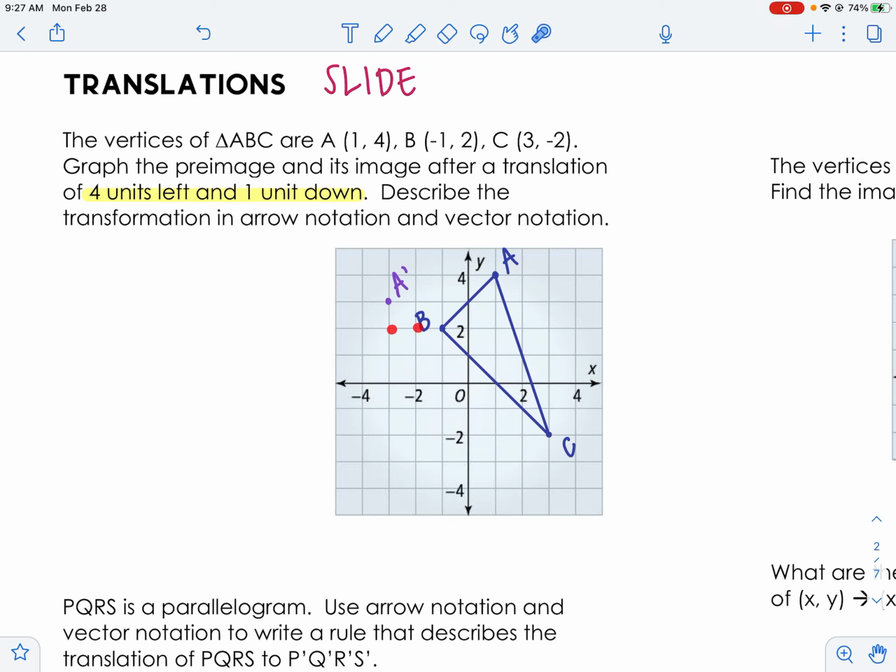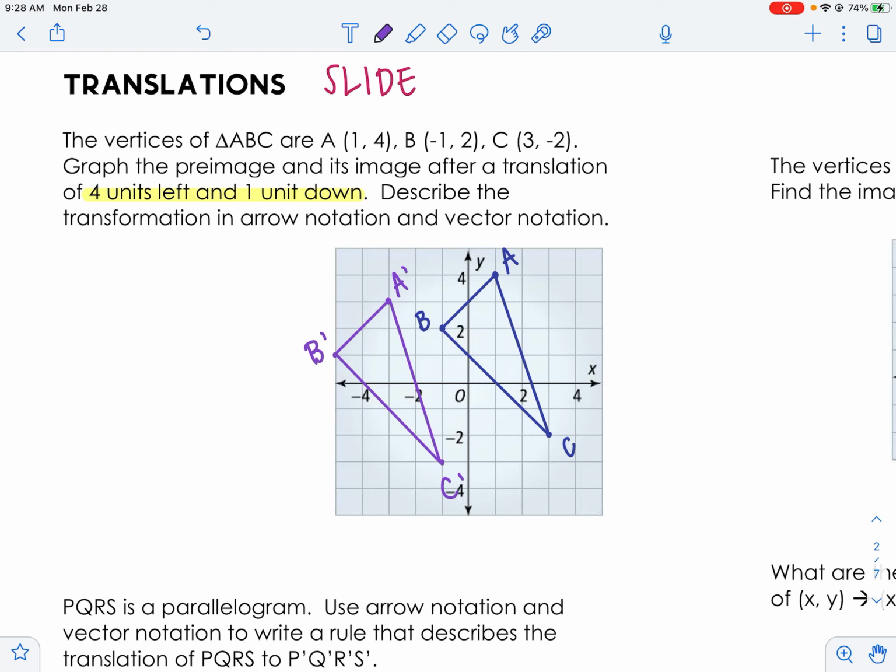B would go 4 left and then 1 down. So that would be B prime right there. And then C prime would go 4 left, 1 down. So C prime should be right there. Now, the triangle should look exactly the same. It should be rigid motion. It should be congruent. All that I've done is just translate it over. All I've done is just slide it over.